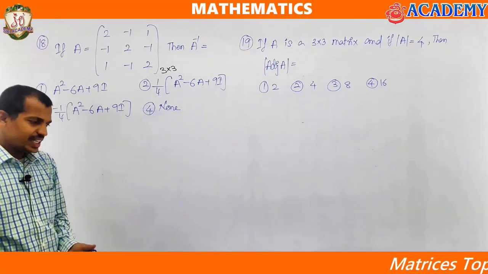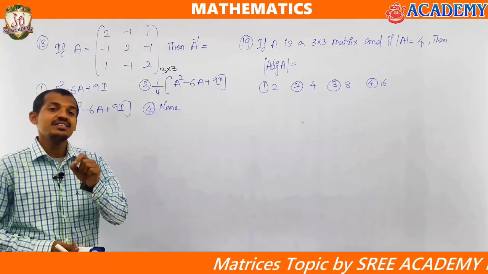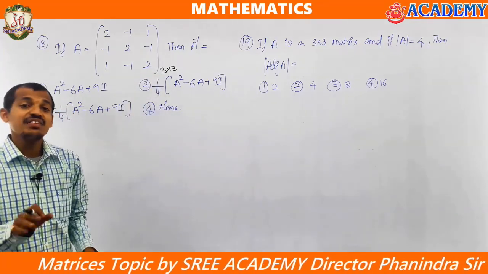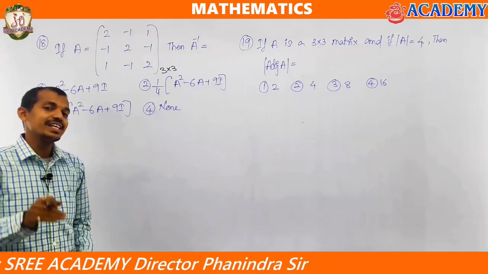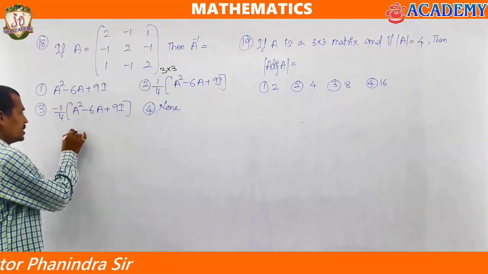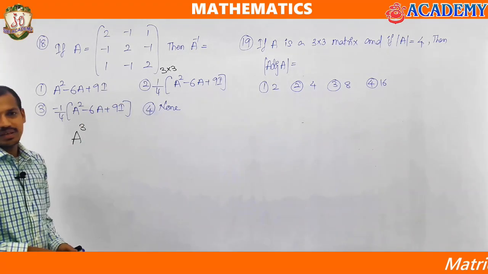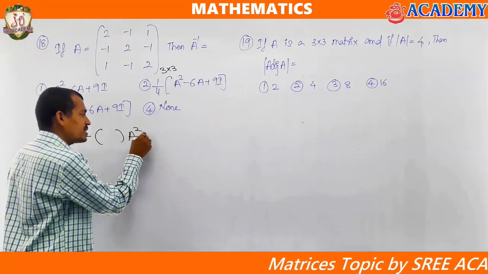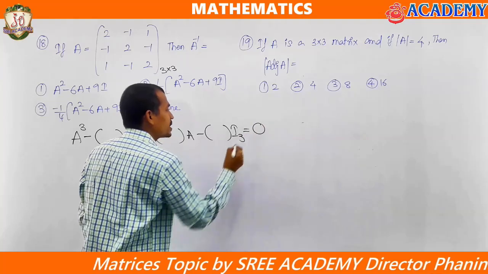See, one logic: in matrices, when we were discussing the determinant of a matrix, after the properties of determinant I gave one equation for a 3 by 3 matrix. An equation means the right side is always equal to 0. This is a 3 by 3 matrix, so it starts with A cube: A cube minus something into A square plus something into A minus something into I of order 3 equal to the null matrix. We said this already.